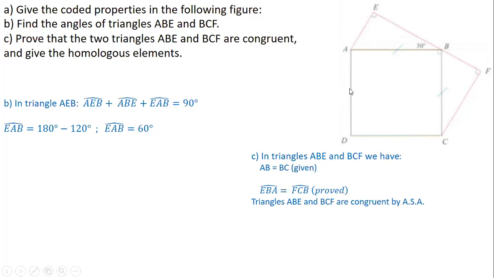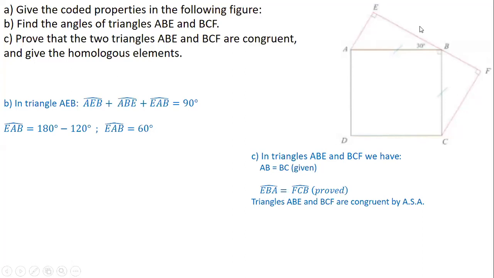The first thing I should see is ABCD, because it has two equal sides and a right angle. I should write ABCD is a square. Do you see a square ABCD, guys? Yes, this shape in mathematics we say is a square. So this is the first thing I should see. This is the first coded property: ABCD is a square.